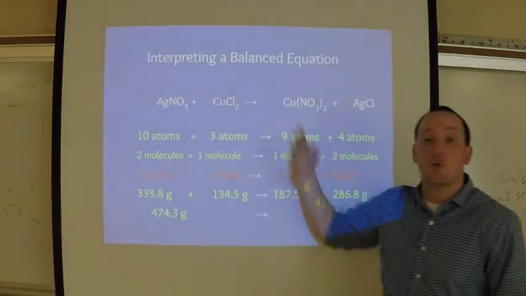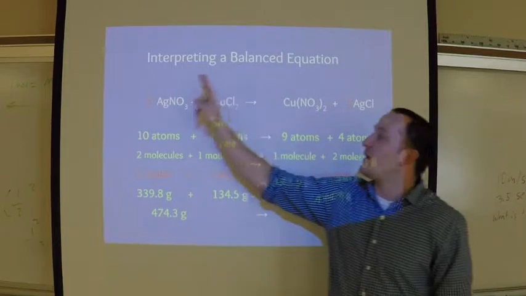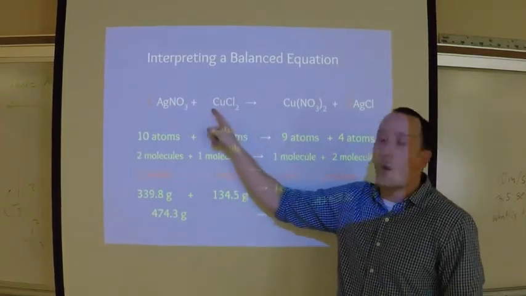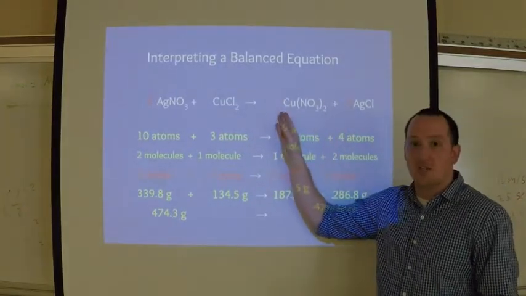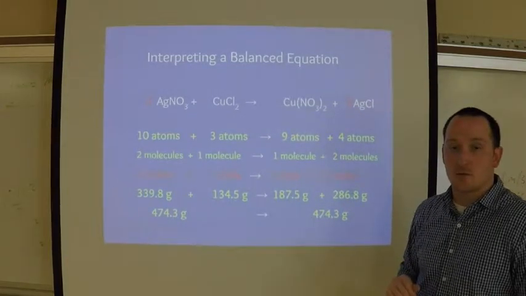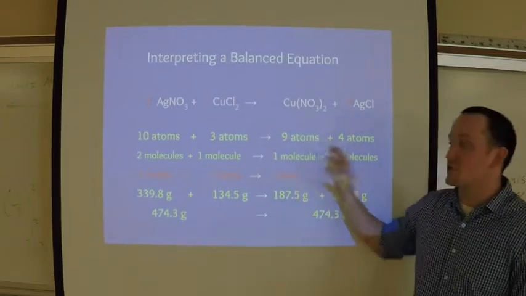These 2's here, we've been talking about moles. I could also say this another way. If I have 2 moles of AgNO3 and it reacts with 1 mole of CuCl2, I'm going to get 1 mole of Cu(NO3)2 and 2 moles of AgCl. Okay? Stoichiometry, it's vital that you understand that.